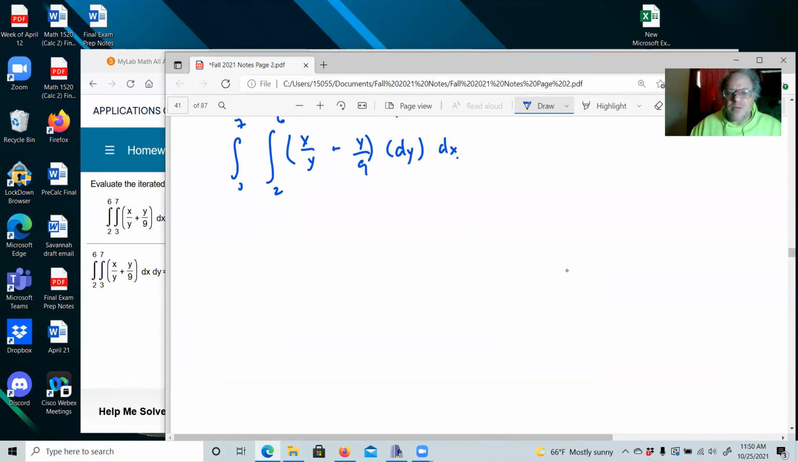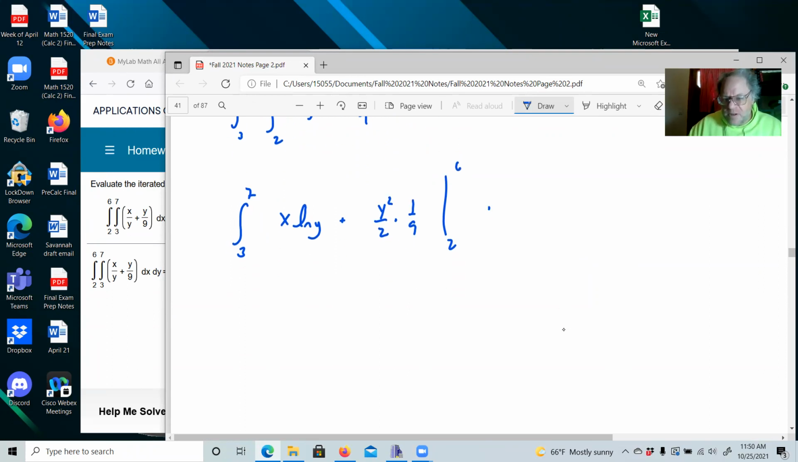So let's integrate with respect to y here. Remember, x's are constants. So what's the integral of 1 over y? Right, so this is x ln y, plus y squared over 2 times a constant, 1/9. And we're going from 2 to 6. And then we still have our dx to match up with our 3 to 7.